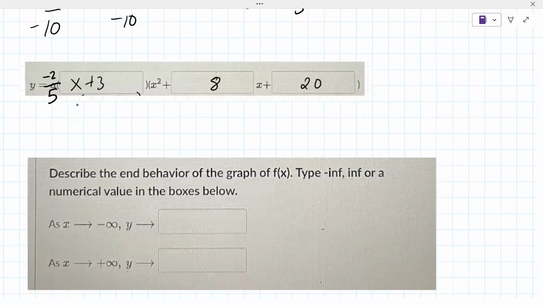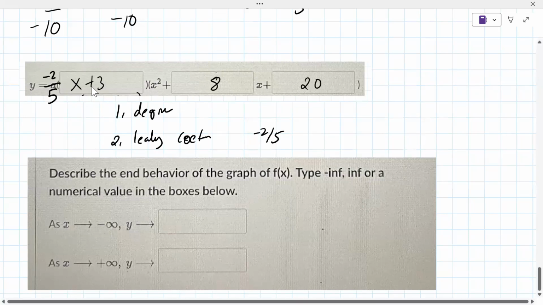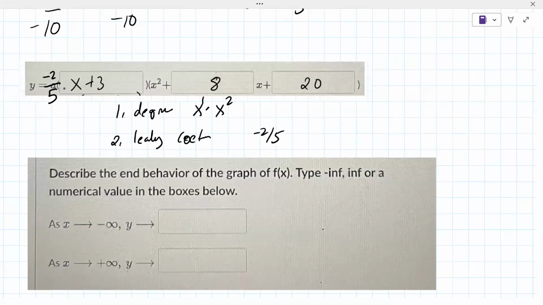Yeah, it does. Okay, so the end behavior depends on two things. It depends on the degree and the leading coefficient. So you have the leading coefficient, it's negative 2/5. The degree, you basically look at what is left over if you look at just the highest exponent. So in the first one, there's an x times an x squared, which becomes x cubed. So the degree is 3, and the leading coefficient is negative 2/5.